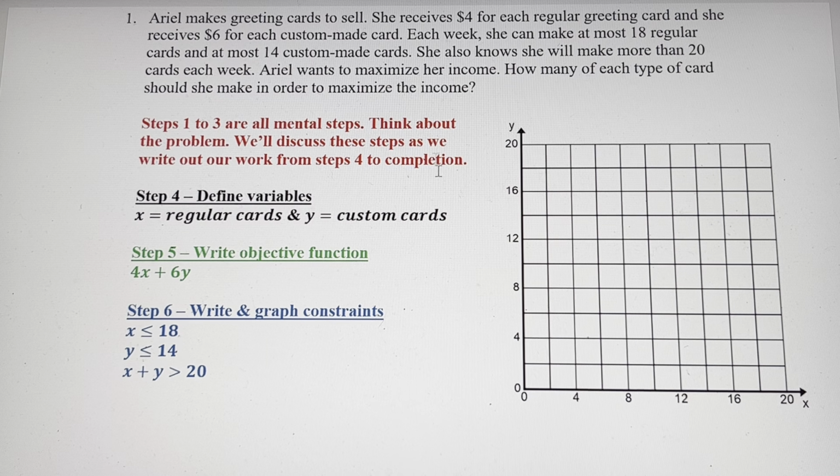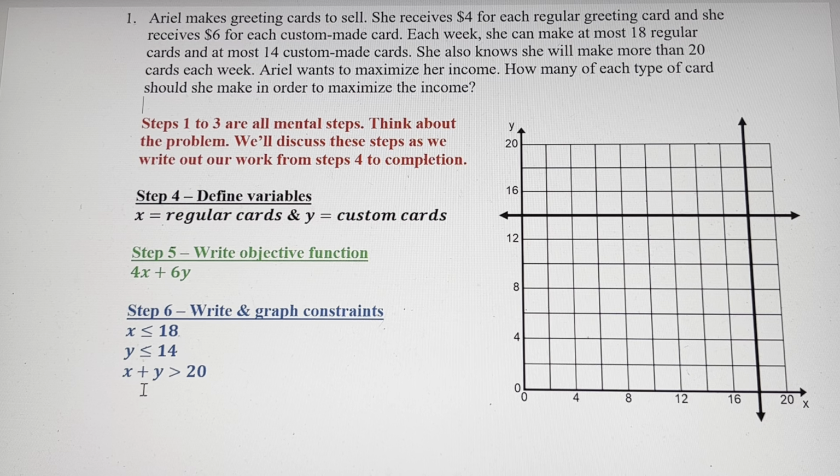So let's graph these constraints. First, I'm going to graph X is less than or equal to 18. I'm not going to shade yet, but this is the vertical line, and we would shade to the left of this. Y is less than or equal to 14 is going to be this horizontal line here. So if I'm shading left of the vertical line and below the horizontal line, then I'm looking at this region for now. And then finally, X plus Y is greater than 20.